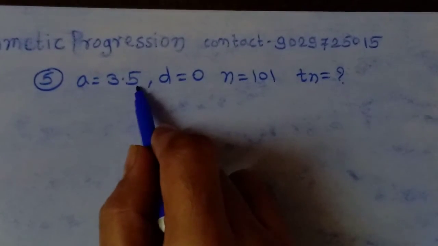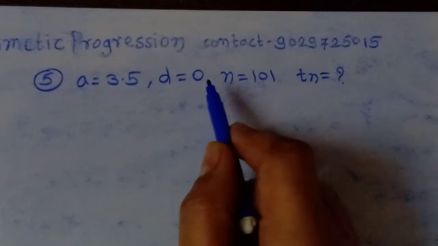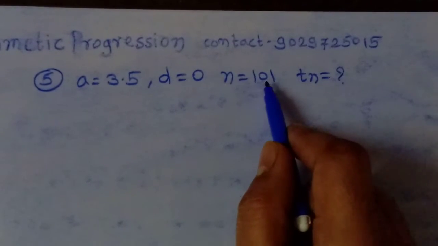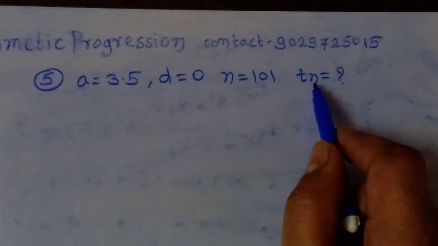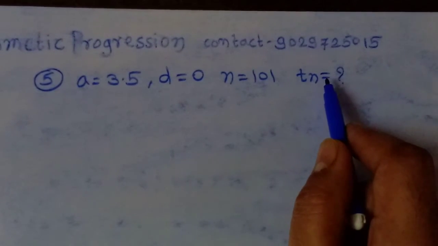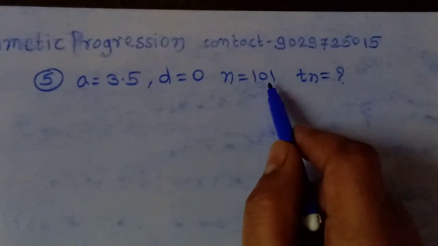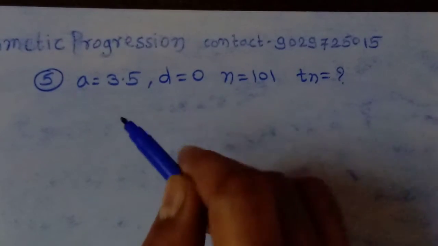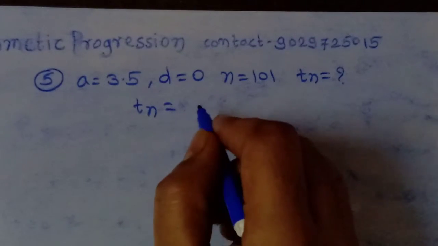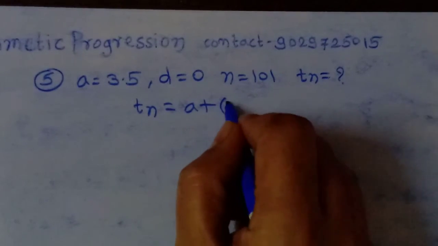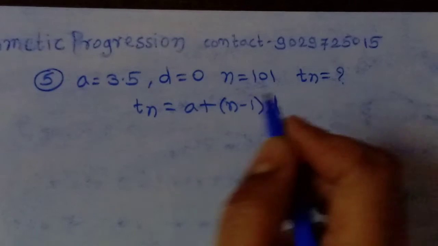A is equal to 3.5, D is equal to 0, n is equal to 101. Then we have to find out Tn. Tn means last term. Now n is given, D is given, A is given. Very easy. Tn is equal to, what is the formula for Tn? A plus n minus 1 into D.